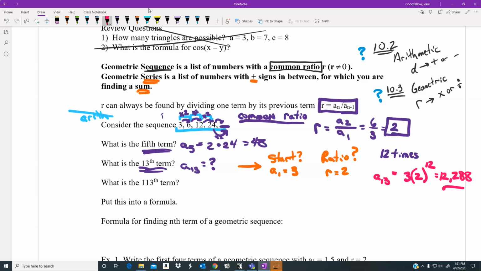Now, if I apply that same basic knowledge to, say, finding the 113th term, then it must have something to do with where it started, because that's super important. Got to lock it in. And then how many times did I apply the actual ratio to it? Well, I didn't apply it just once. I applied it 112 times, or 2 to the 112th power. Now, that actual number turns out to be 1.56 times 10 to the 34th power, written in scientific notation.